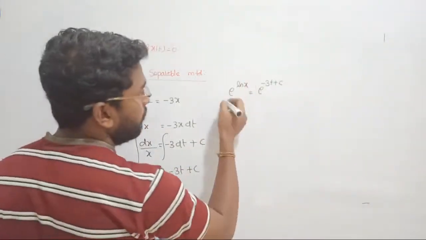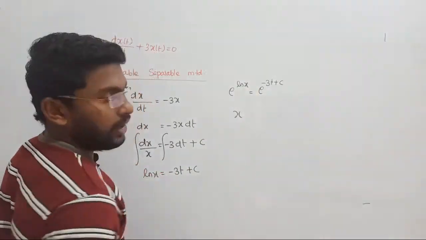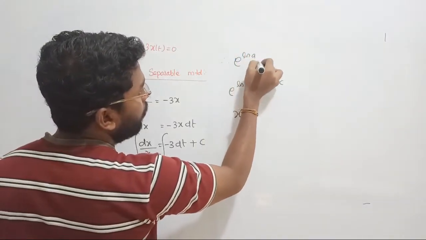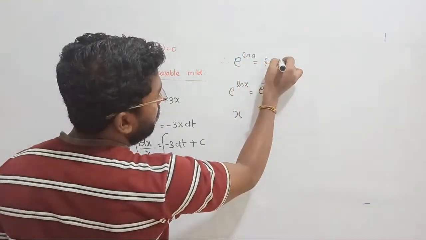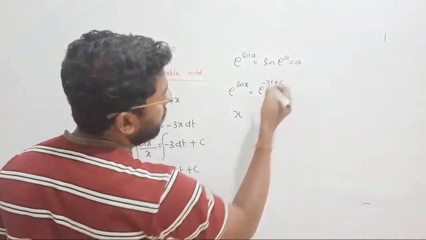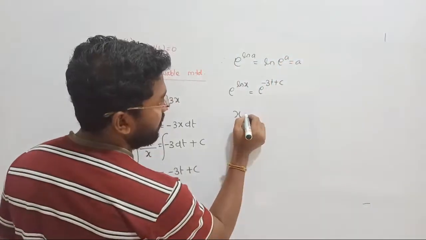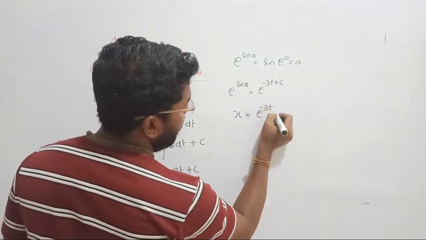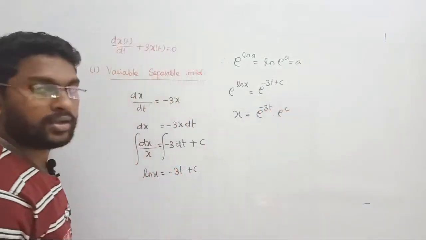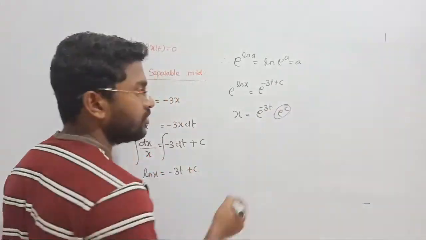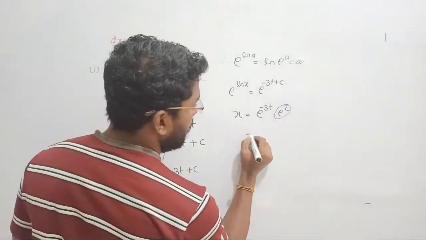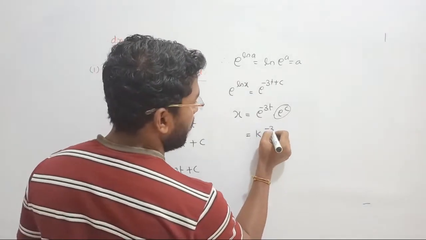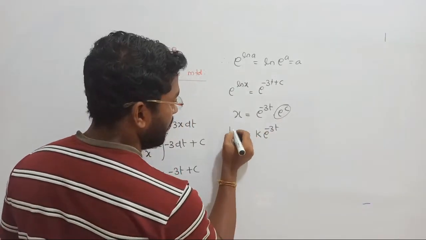Now in the next step, e power ln x will become x only, because we know that ln of e power a is equal to a only. So the conclusion is x equal to, how can we write this? It can be broken as e power minus 3t dot e power c. Is there any mistake? No. Since e power c is also a constant, what can we consider that constant to be? We can consider it like this: k into e power minus 3t. That is the correct solution, right?